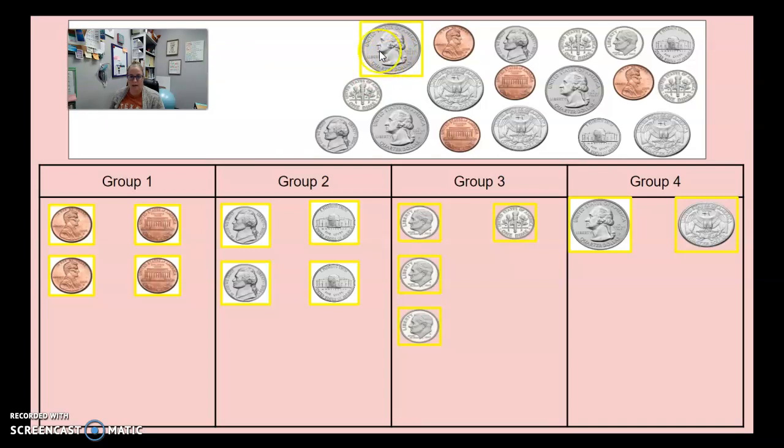All right, I see this one also. It's the biggest coin we have. It's silver in color, so it's going to go in group number 4, and it's going to go on the head side because I see a picture of his head.